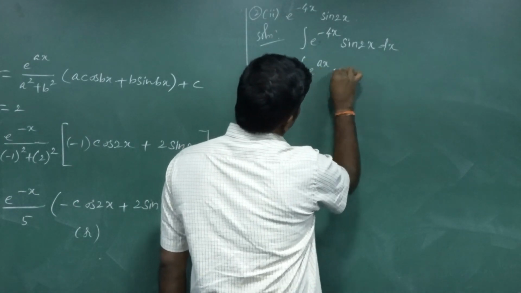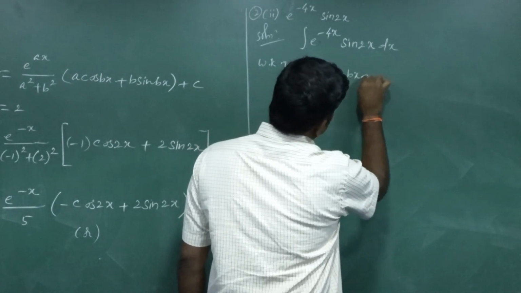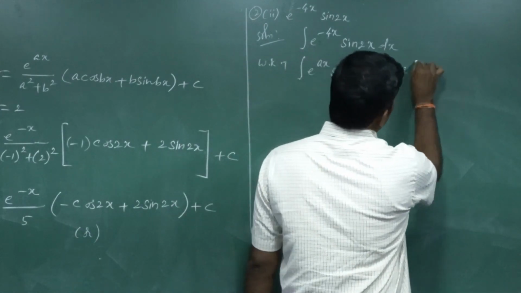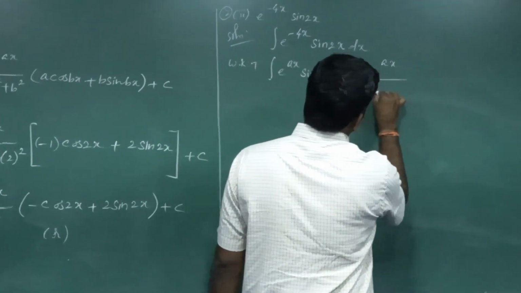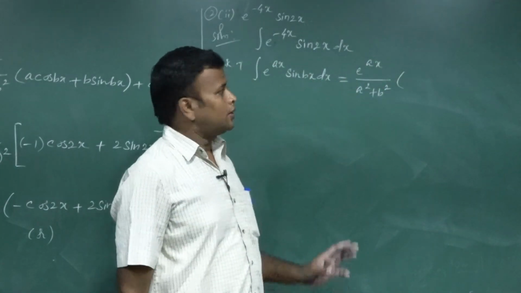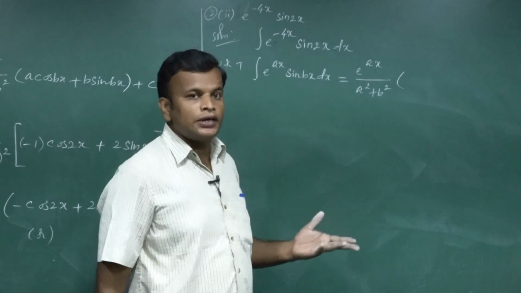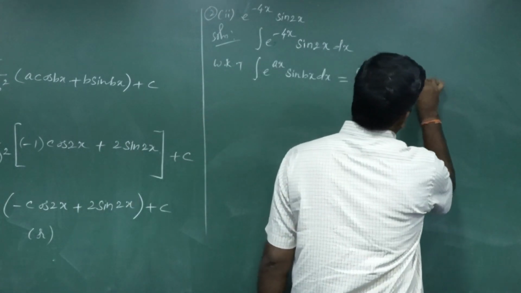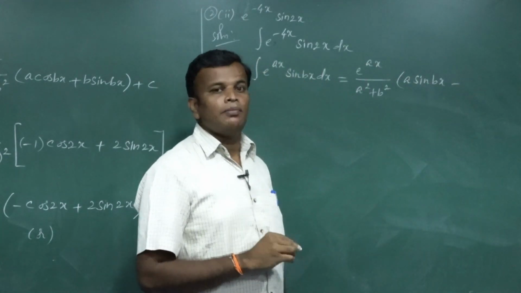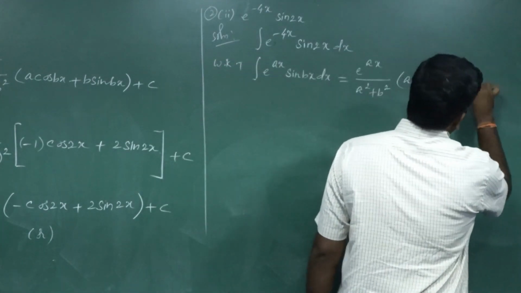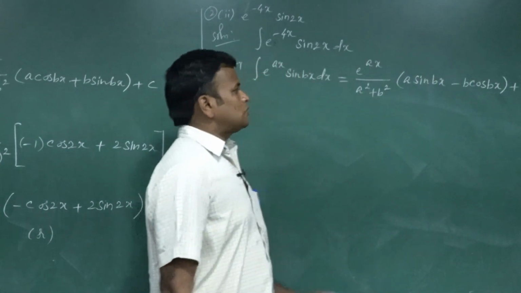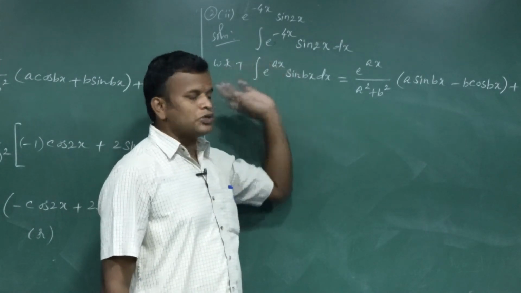Integrating of e power ax sin bx into dx is equal to, the formula is e power ax by a square plus b square. We must memorize the formula. Is a sine, so starting term is also sine, that is a sin bx. Important, minus by formula minus b cos bx plus c. So the concept of using this formula is must.